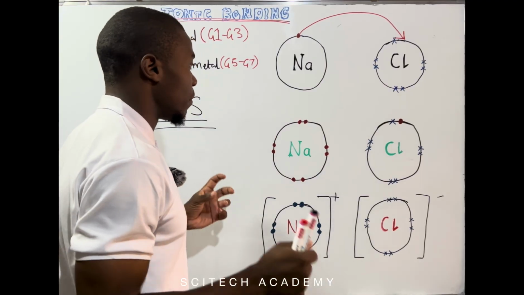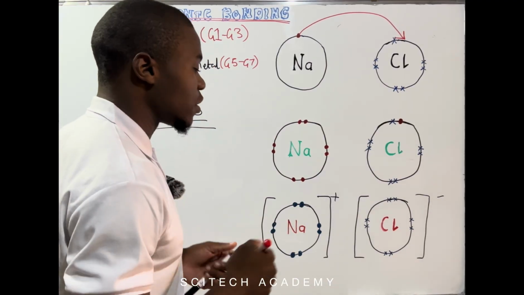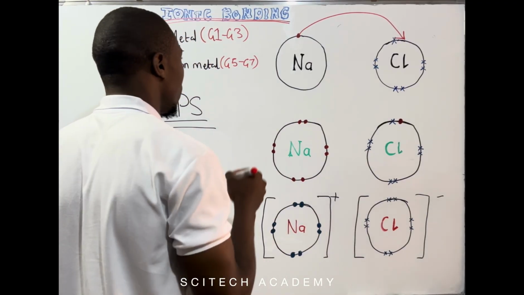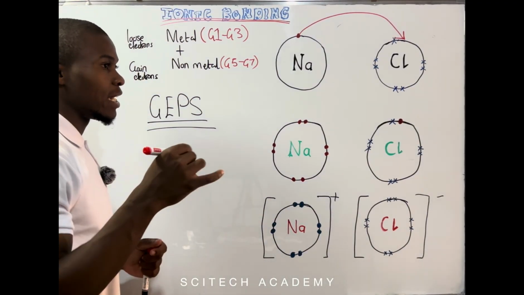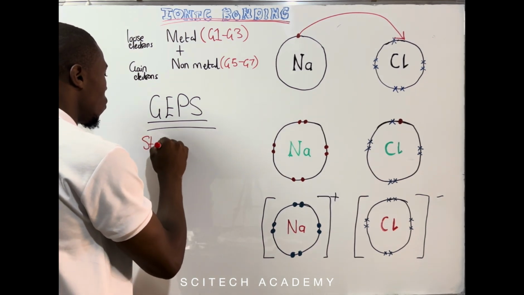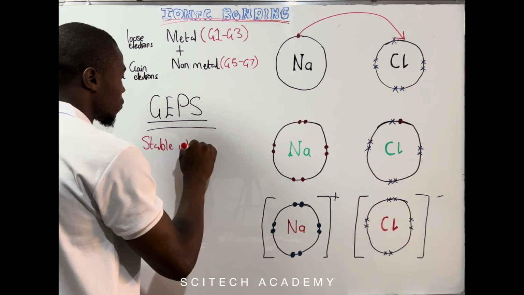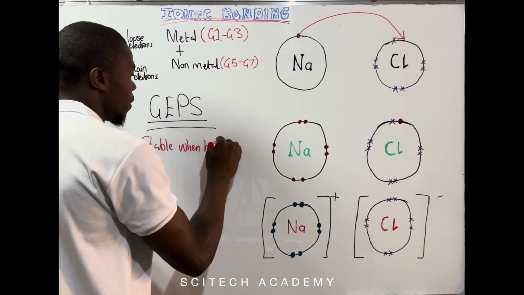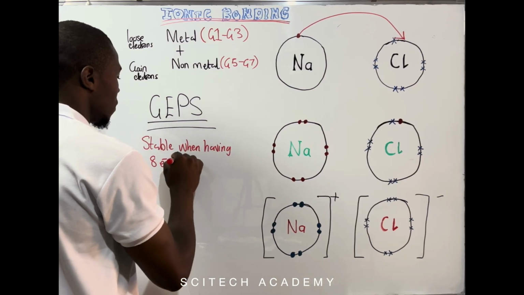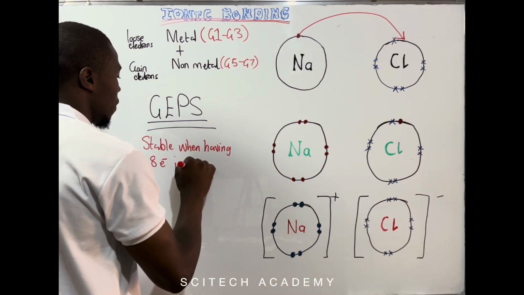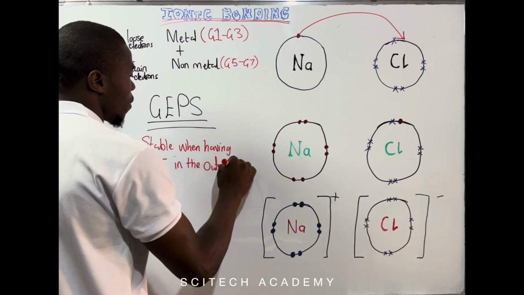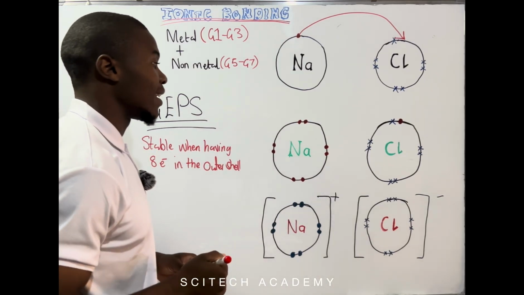So what is the main principle here? The main principle is to make sure that these two atoms are stable. They are stable when they have 8 electrons in the outer shell. So I'll include to say: stable when having 8 electrons in the outer shell. This is why they are losing and gaining electrons.